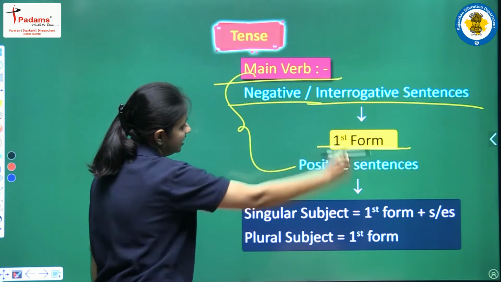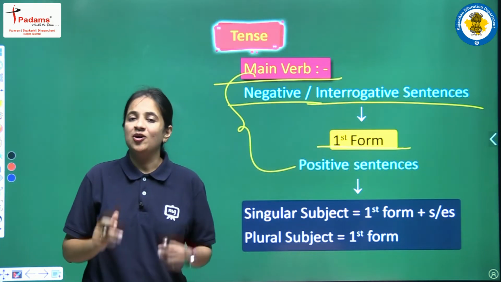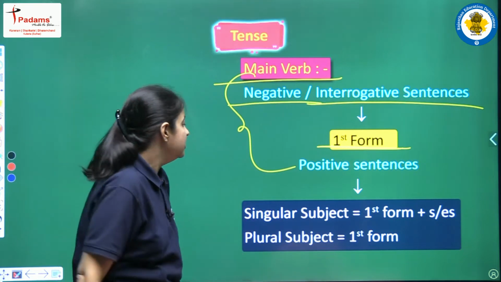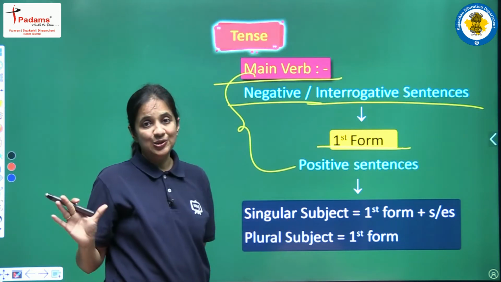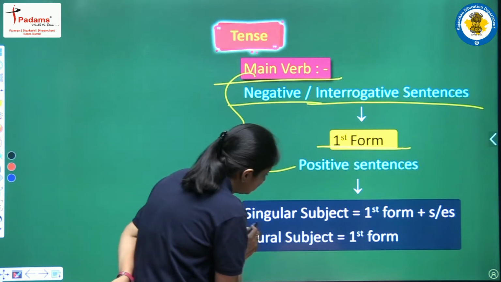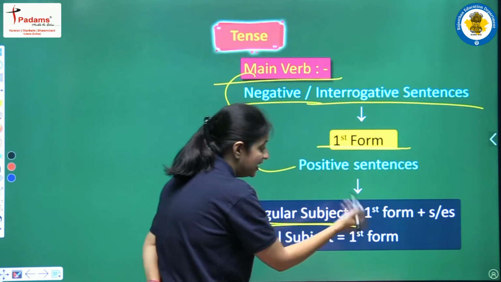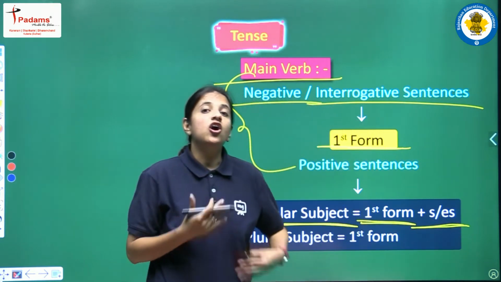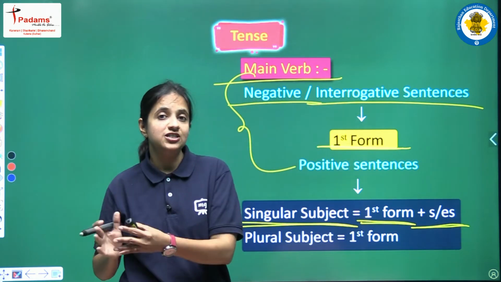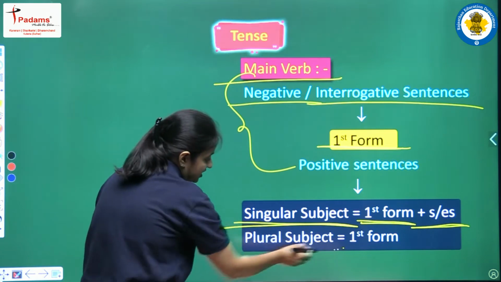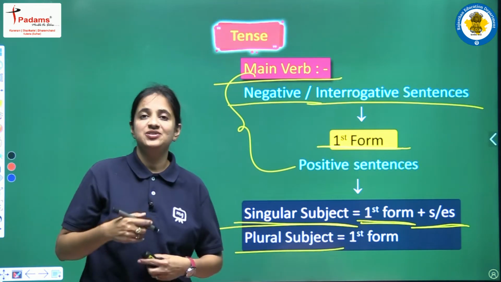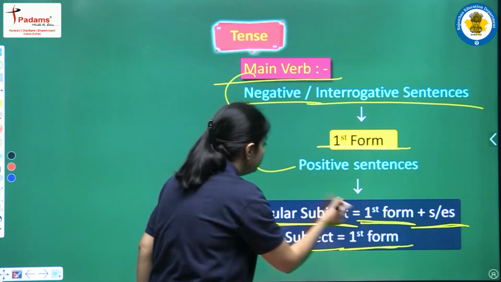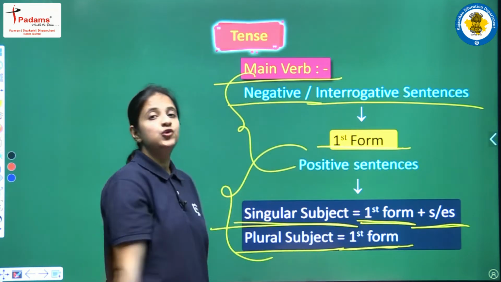Clear? And if our sentence is a positive sentence, it means that it is neither negative nor interrogative, then let's discuss the rules. If the subject is a singular subject, then we will use the first form, and we will add s or es to that first form. But if our subject is a plural subject, it means the subject is more than one, then we will use only the first form. So this is the second rule.